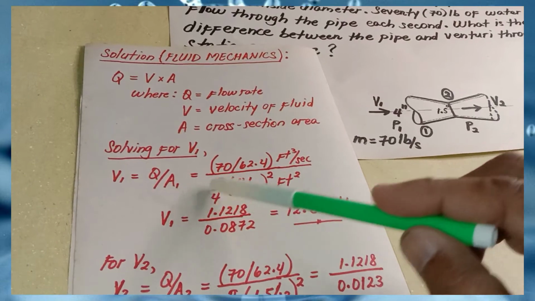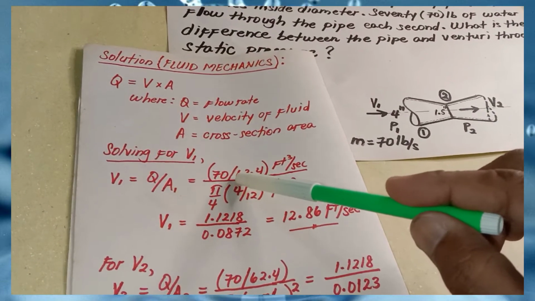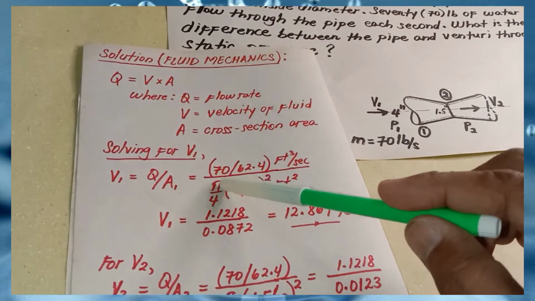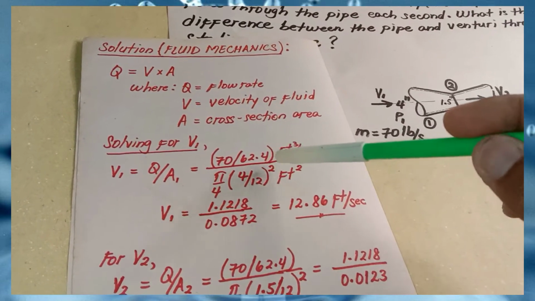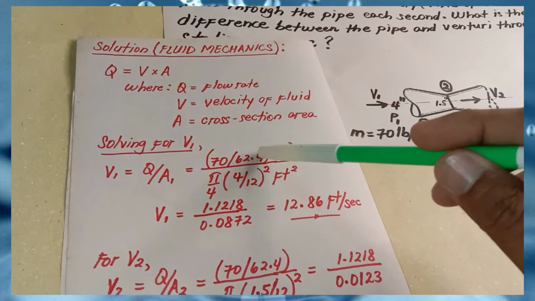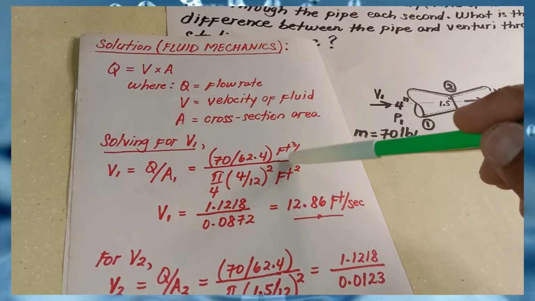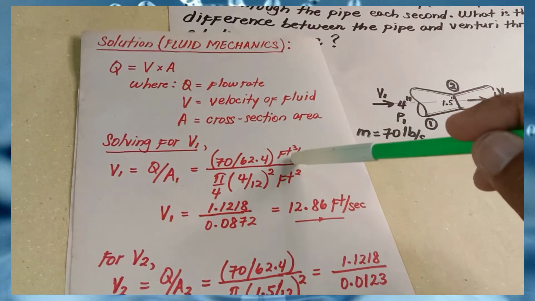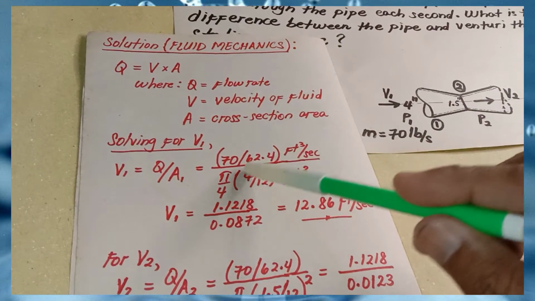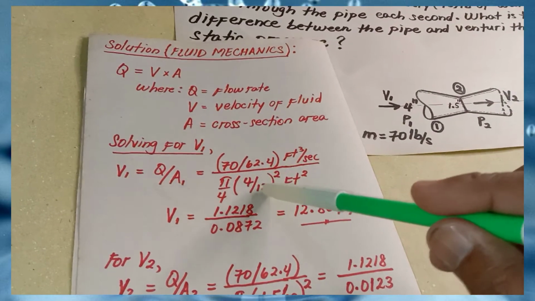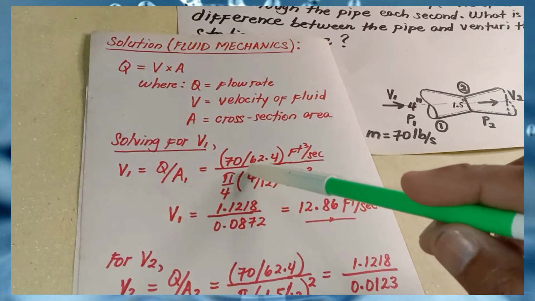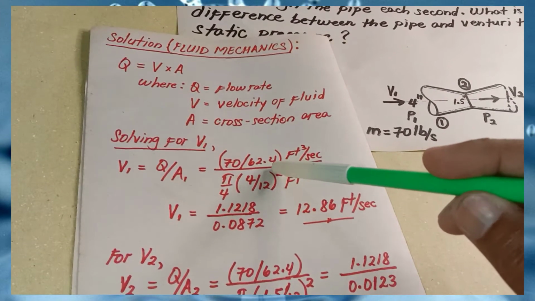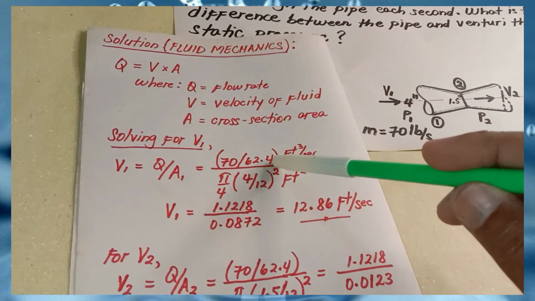Q is the mass flow rate or volume flow rate, which is 70 pounds per second, divided by 62.4. By the way, guys, why do we divide by 62.4? To convert pounds per second into cubic feet per second, because we need all the units to be consistent. So 70 pounds per second divided by 62.4 pounds per cubic foot.